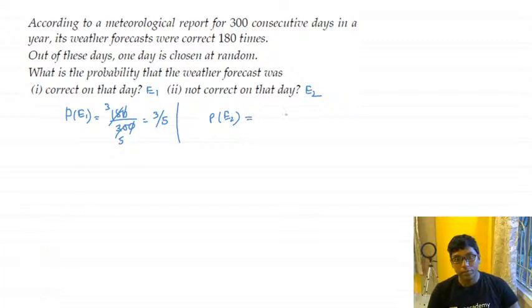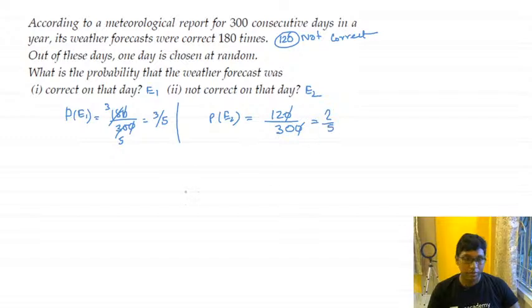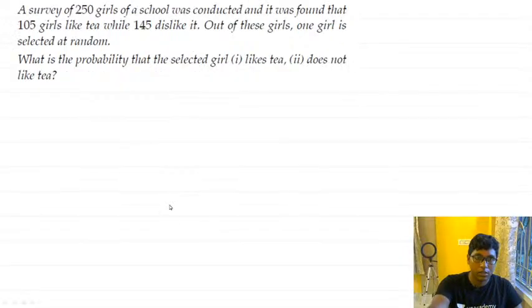So probability of event 2 will be, if 180 times correct, then 120 times not correct, like 300 minus 180, right? So it is 120 by 300, the zeros get cancelled, 2 by 5 is the answer. Okay, so 2 by 5 will be the answer for this question.